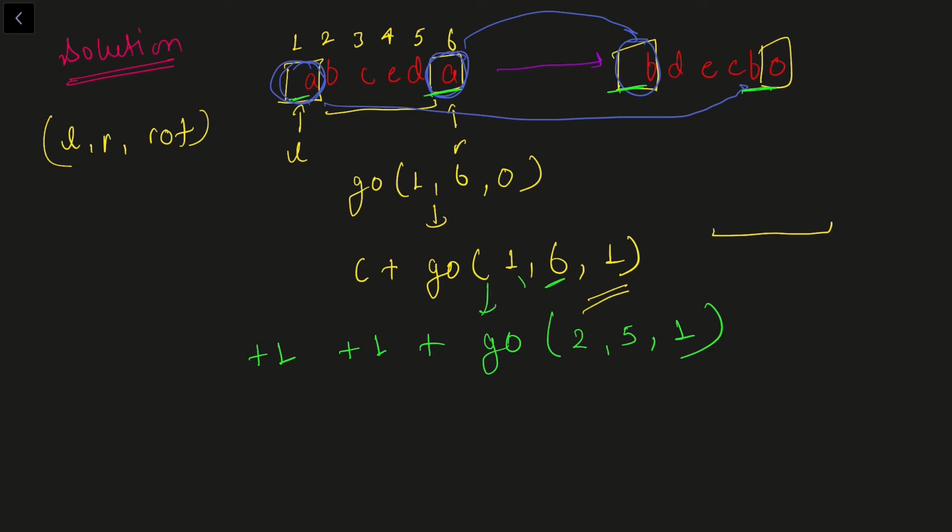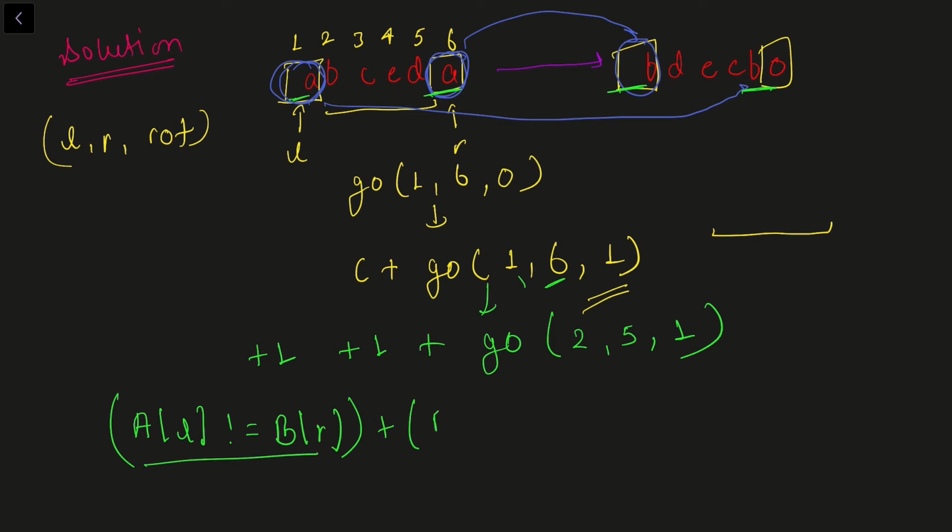And if I try to write it properly, it will look like this: if AL is not equal to BR, plus, if AL is not equal to BR, this condition will be 1, and that will add 1 to the answer.